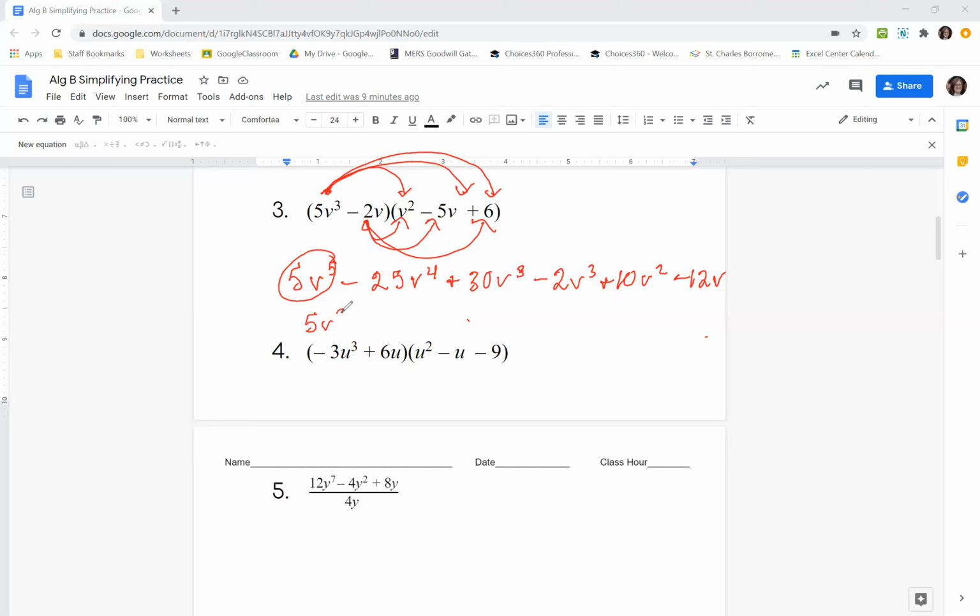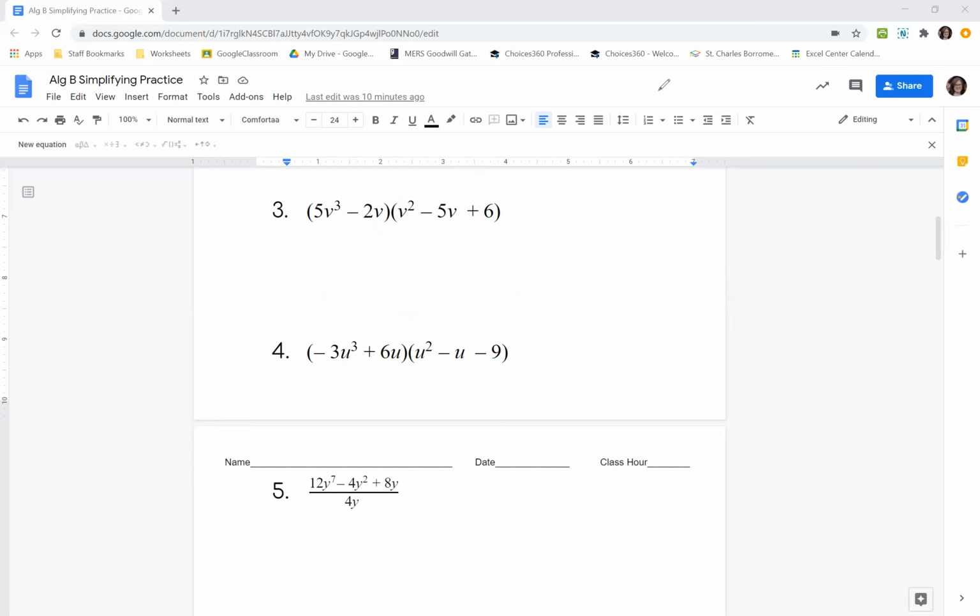Okay, now my cubes, it looks like I've got something to combine: a positive 30v cubed and a negative 2v cubed. 30 minus 2 gives me positive 28v cubed. And then here and here, there's nothing to combine with those, so I'll still just write those down. Okay, and then this is my final answer. So number 4 will be done very similarly.